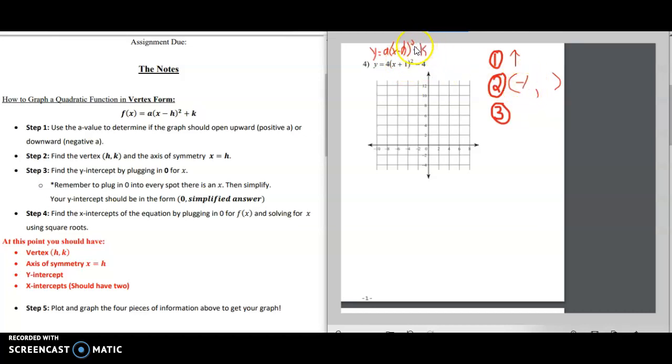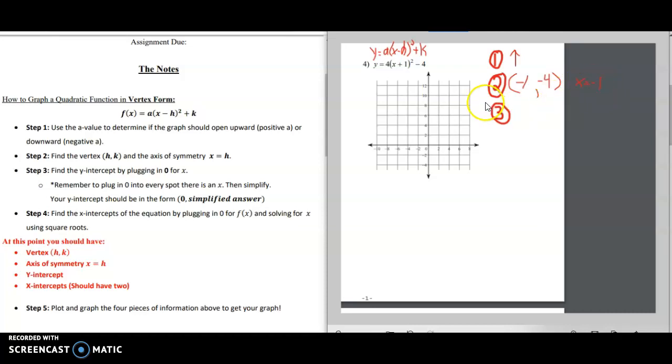Then here I have my k, and it's a plus k, so that just says take whatever is in this spot. So when I look below it, there's a negative 4. I'm not changing it, I'm just keeping it. So negative 1, negative 4. That is my vertex, or my h, k. It also wants my axis of symmetry, which is x equals h. Well, I now know my h was right here, my negative 1. So my axis of symmetry is x equals negative 1.